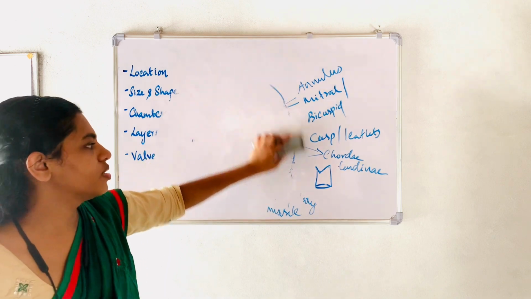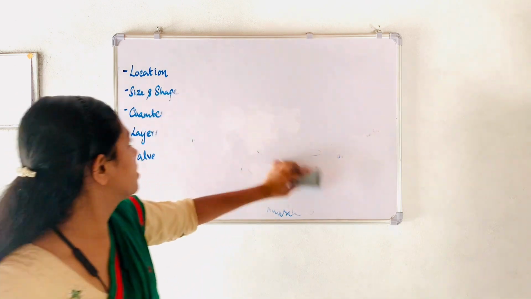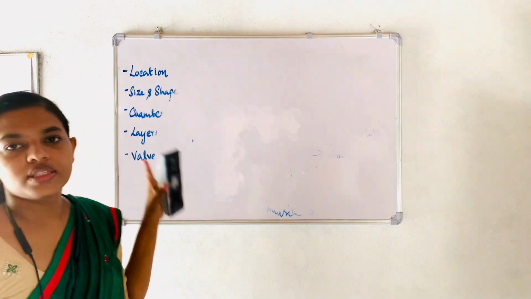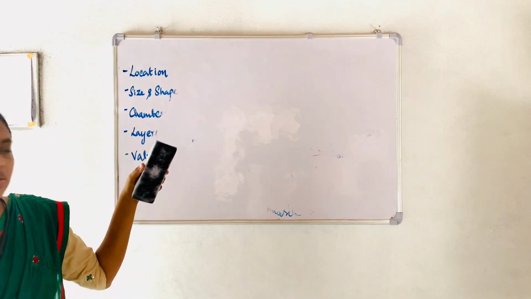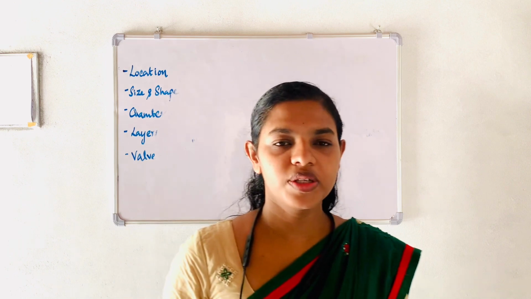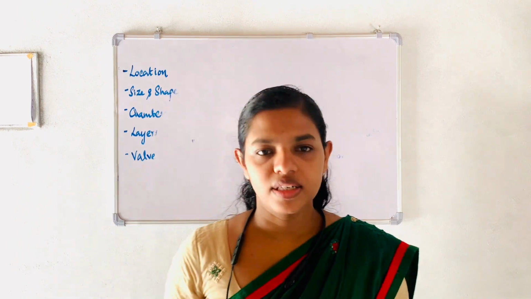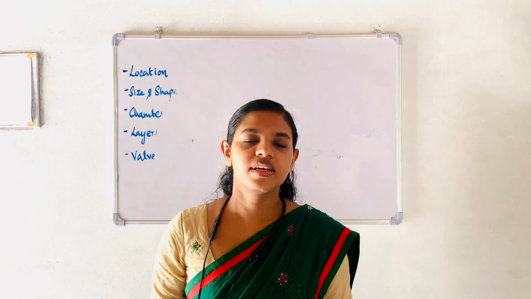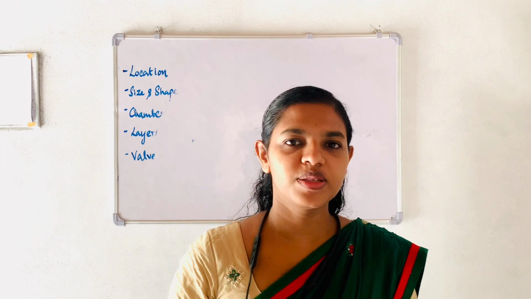So in today's class we have discussed the location of the heart, size and shape, chambers, layers and valves. In the next class we will learn about the coronary circulation and heart sounds, and further we will learn the ECG also.